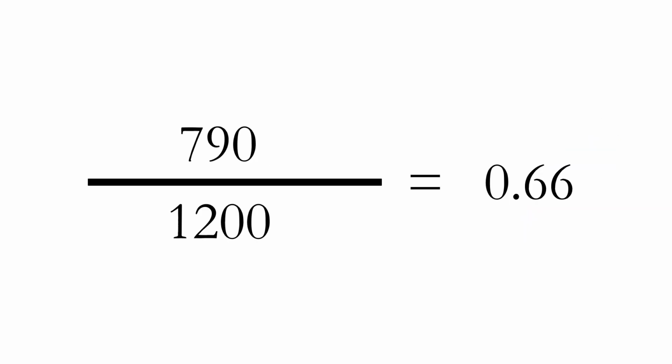Let's try another example. Say a company holds $790 in current assets and $1,200 in liabilities. What would be their current ratio? About 0.66. So how do we interpret this one? For every dollar of current liabilities we hold 66 cents of assets. In other words, it appears that we may not be able to meet our current payment obligations and may be in trouble.